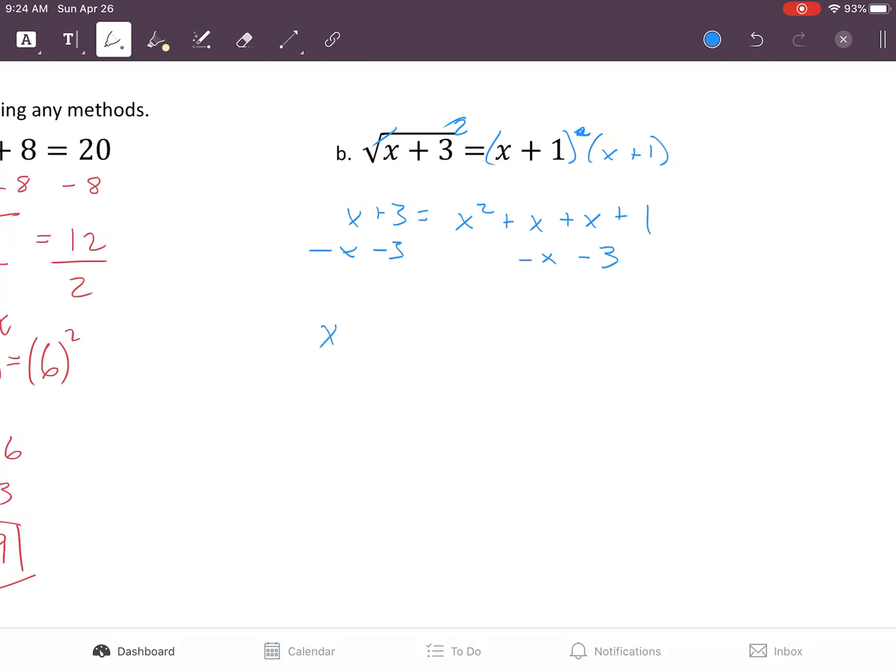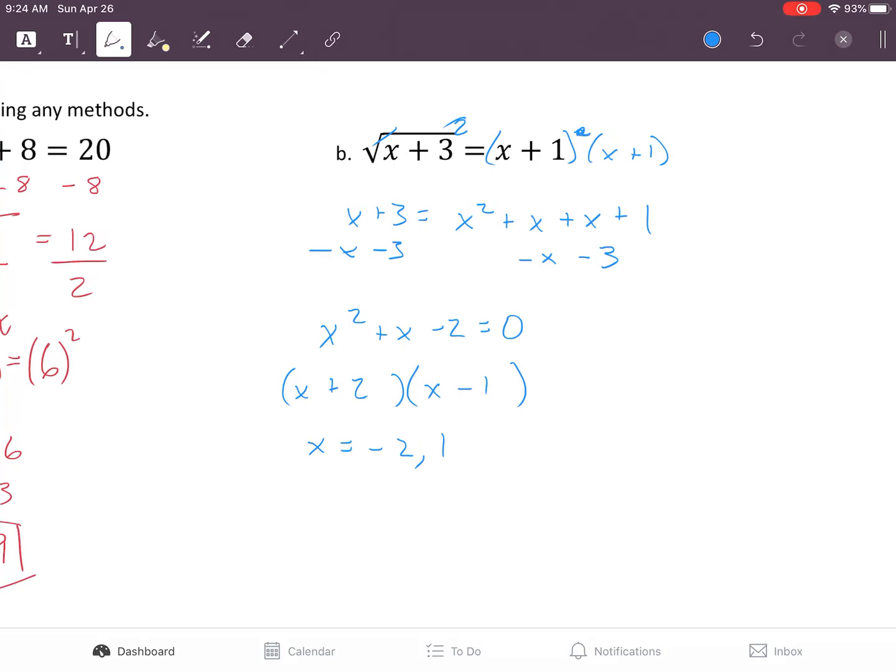So I'll end up with x squared plus x minus 2 equals 0. Now I can factor this. So I have x and x. What number multiplies to be negative 2 and adds up to be positive 1? And that is going to be positive 2 times negative 1. So I solve both these for x, and I'm going to get x equals negative 2 and 1.